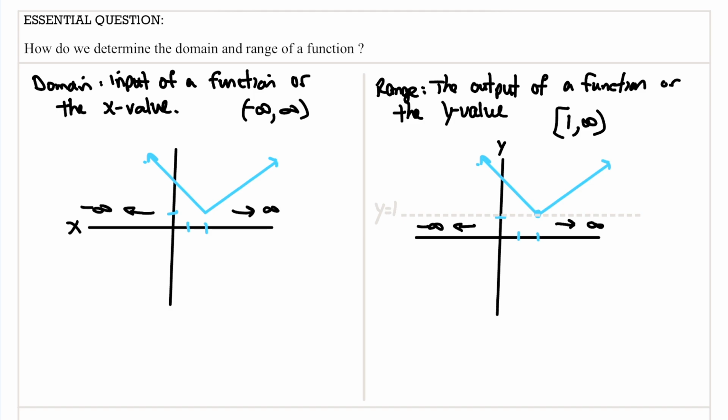So the thing with domain and range, we have to remember that domain is always looking at x values along the x-axis to see what we can plug in, whereas range, we're looking at values along the y-axis that we get out. And in this case, all of the y values are starting at 1 along the y-axis and going up to infinity.